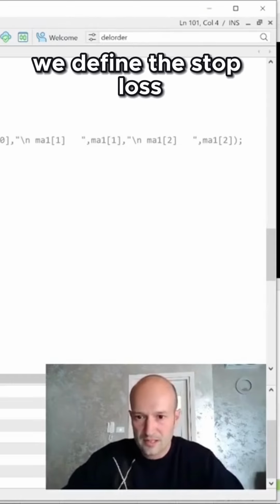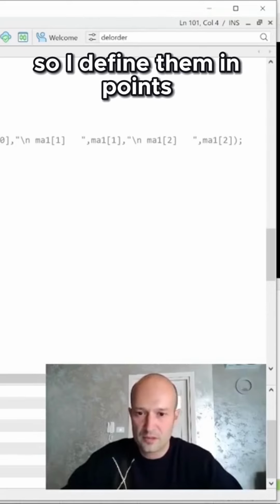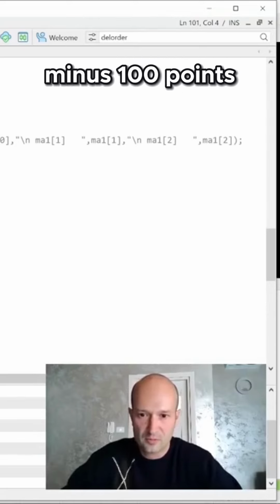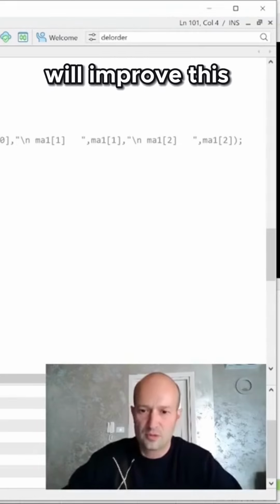After that, we define the stop loss and the target. I didn't know exactly how to set them, so I defined them in points. I took the entry price minus 100 points for the stop loss and plus 200 for the target. Maybe in the future we'll improve this.